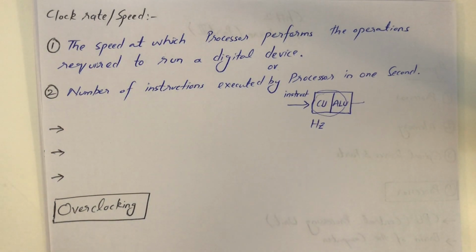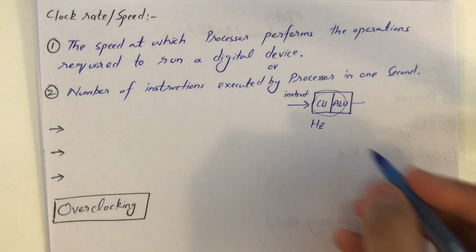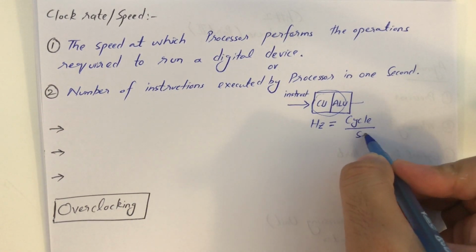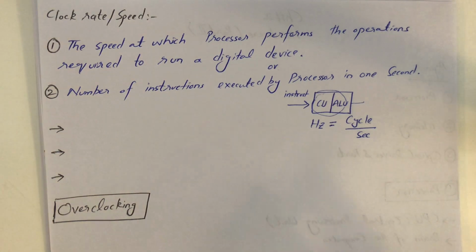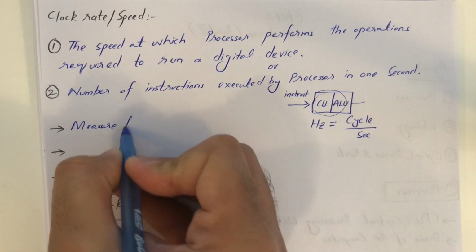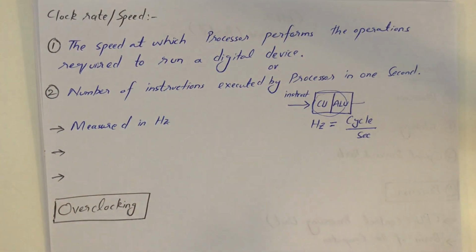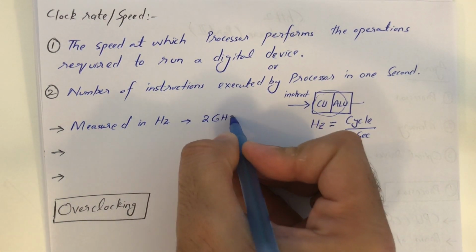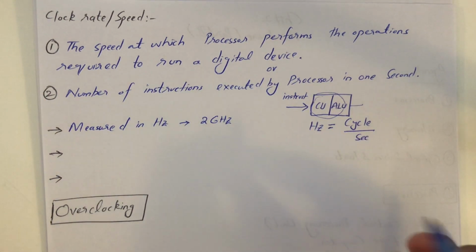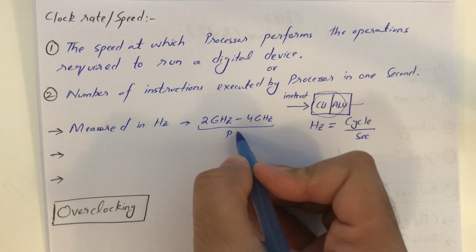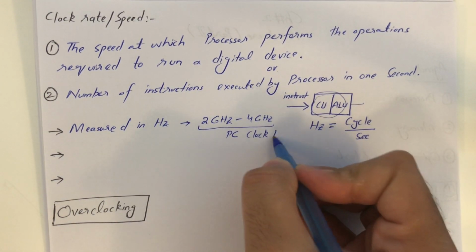And you can also see your clock rate. If you pull up the properties of your computer, you can see what clock rate your computer has, and it should be in hertz. Hertz is the unit of frequency, which is equal to cycles per second, or you can say instructions per second. Most computers have 2 gigahertz to 4 gigahertz. That's basically their clock rate range. So 2 to 4 gigahertz is the typical personal computer clock rate.